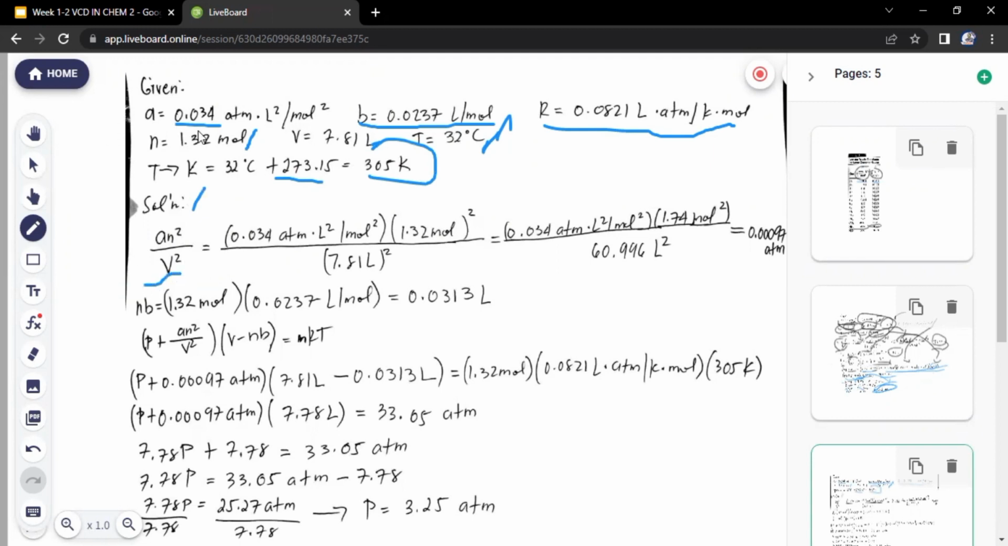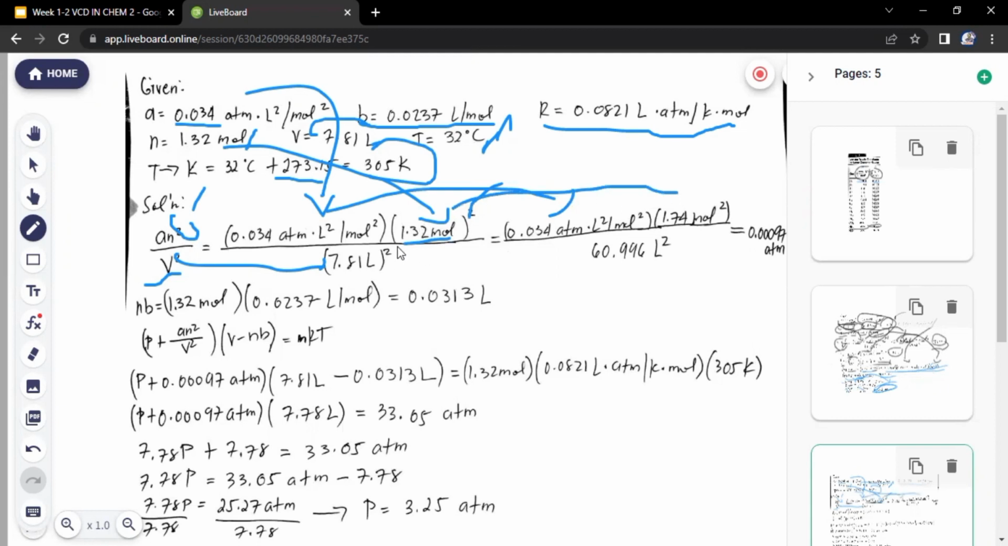You just have to plug the values. The value of your a is this one. Substitution: the value of your mole is 1.32, then square that. And the value of your volume is from the problem, 7.81, then square that as well. 1.32 squared is 1.74 mole squared, and 7.81 L squared is 60.996 liter squared. Then multiply and divide the product by 60.996, you will have 0.0097 atmospheric pressure.